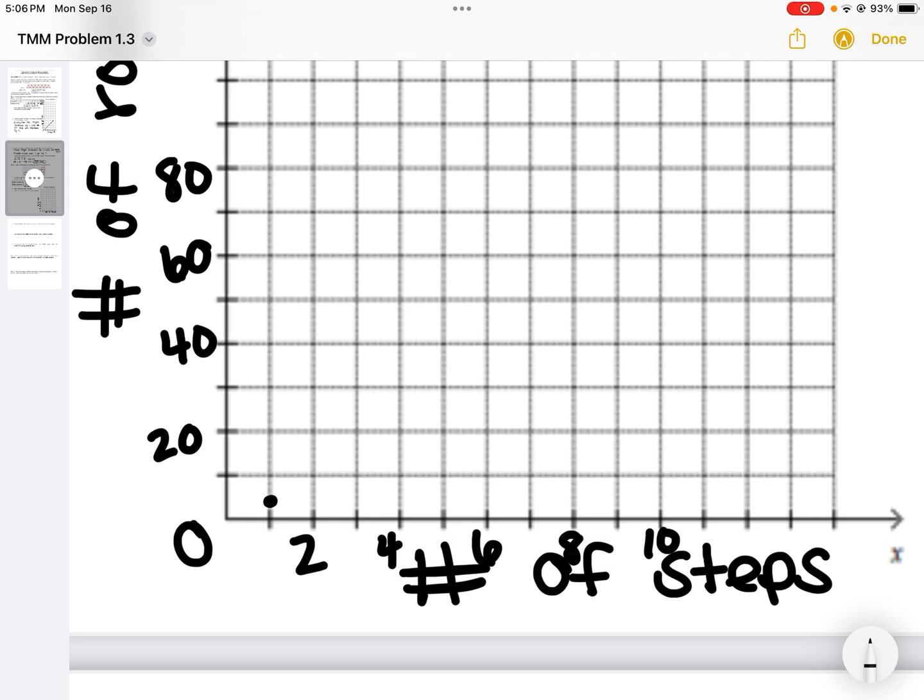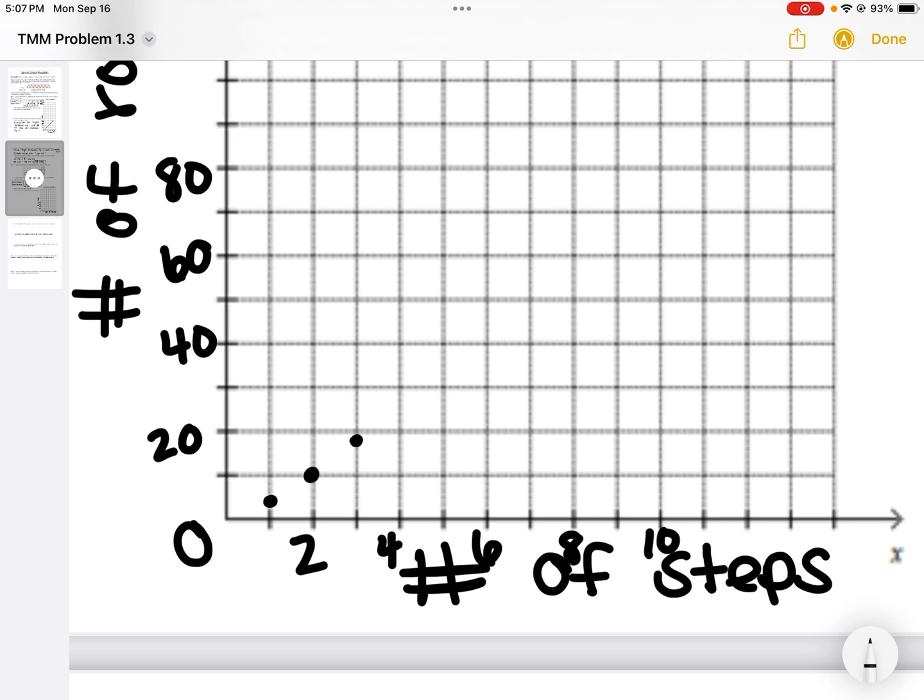Our next point is 2, 10. So I go to the right 2 squares and I go up to where 10 is on my graph, and it's going to be right here. I go to the right 3. I should go where I believe 18 is. So I'm almost at the 20, but I'm not quite. So I'm going to go a little bit below.